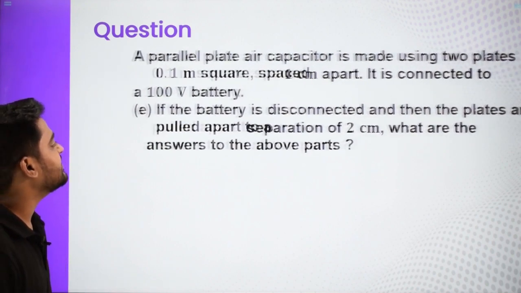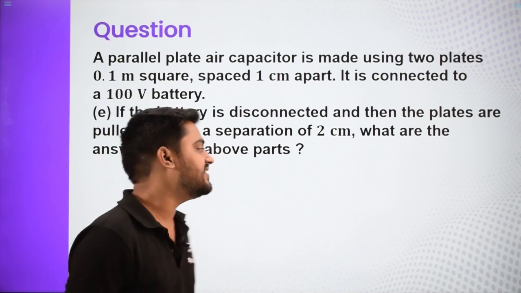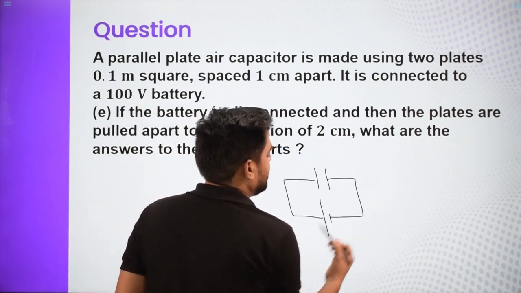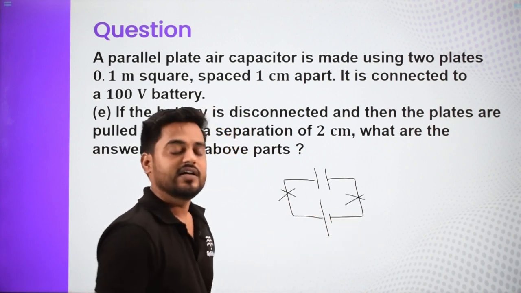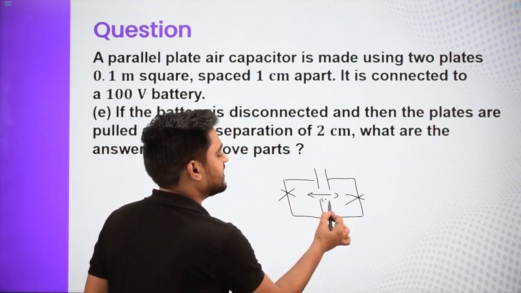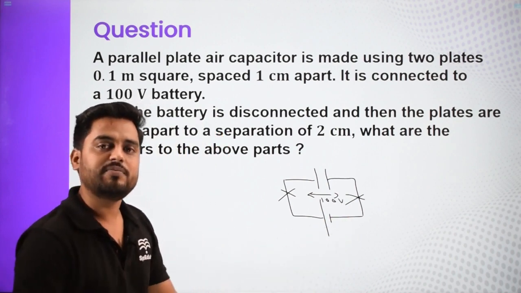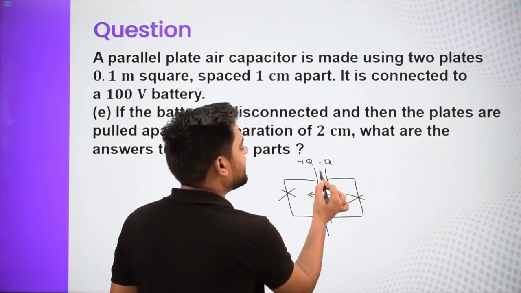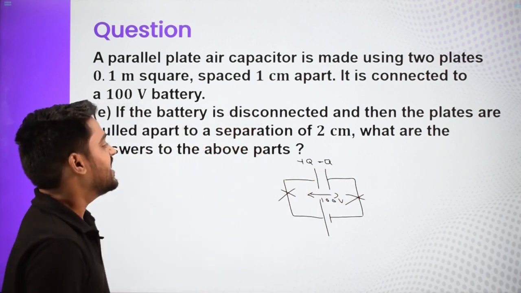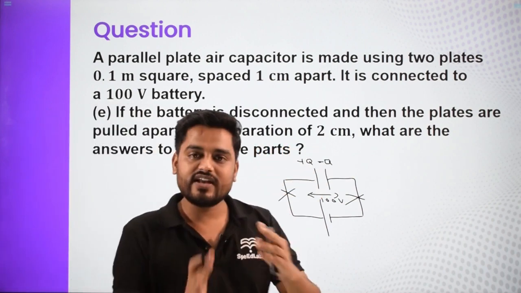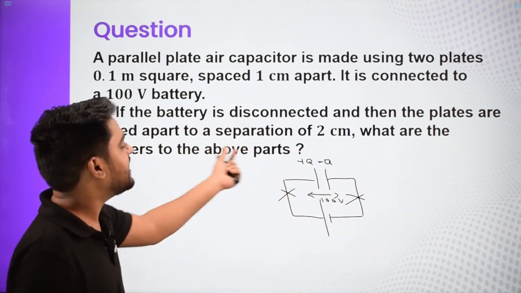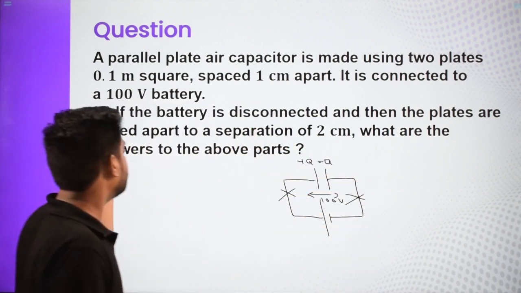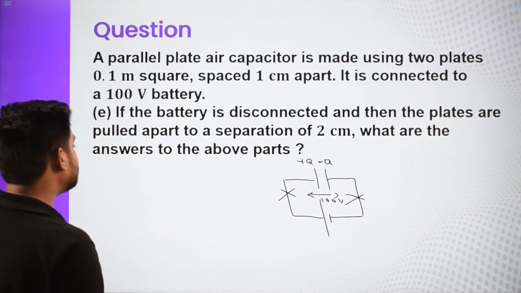Now the last part says that the battery is disconnected. First we are disconnecting the battery. So this capacitor was connected to a battery. Once I disconnect the battery, what will happen? The 100 volt potential difference which this battery was maintaining will not be maintained. Whatever charge the battery has given, the charge on each plate is now fixed. Now we are increasing the separation; the plates are pulled apart to a separation of 2 centimeter. What are the answers to the above parts? So what happens to each of the quantities?